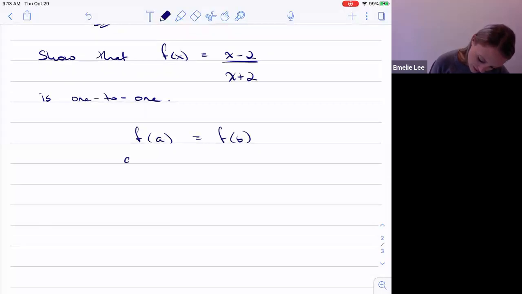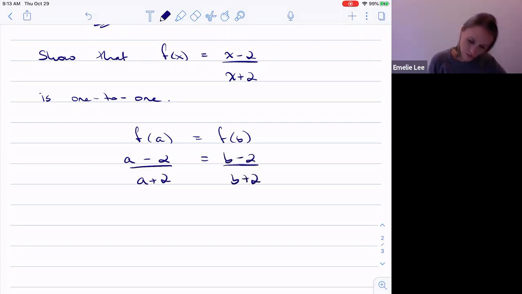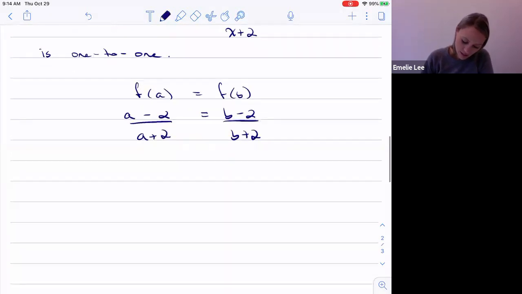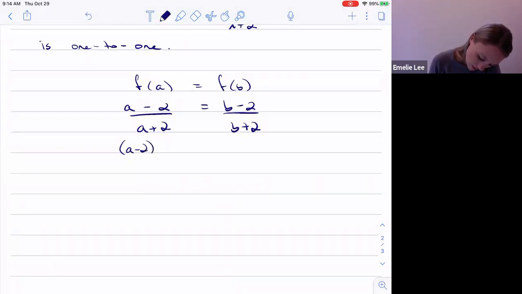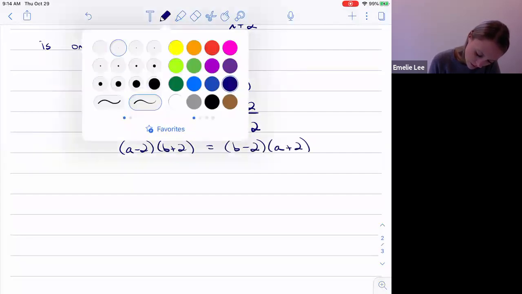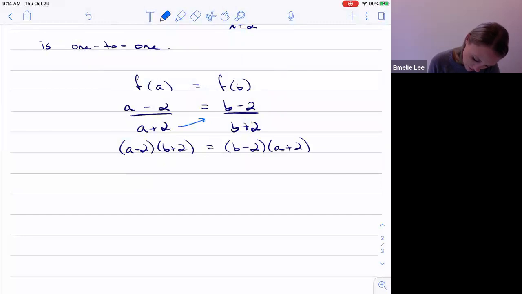Okay. So f of a is a minus 2 over a plus 2. f of b is b minus 2 over b plus 2. So if we're going to simplify this, right, the easiest thing to do is just to multiply b plus 2 over to the left-hand side and a plus 2 over to the right-hand side. And so a minus 2 times b plus 2 is equal to b minus 2 times a plus 2, right? And I'll just show with little arrows here where things are going.